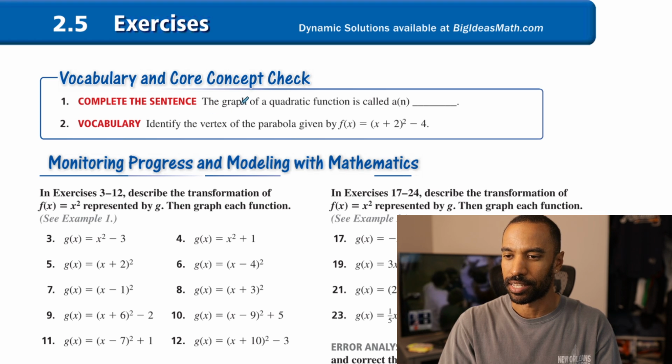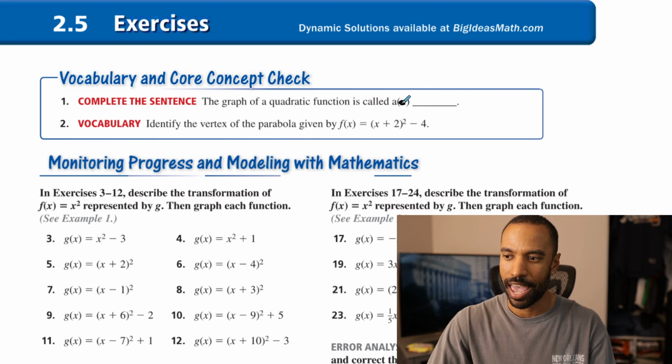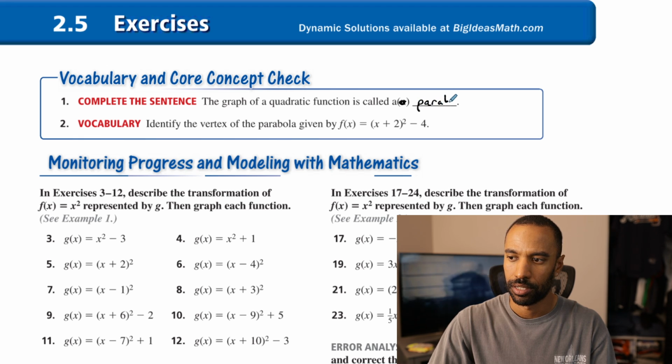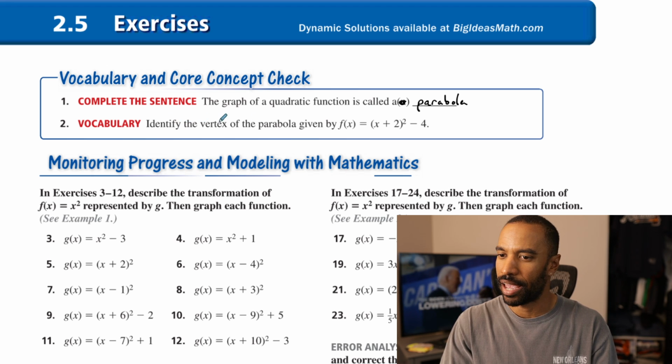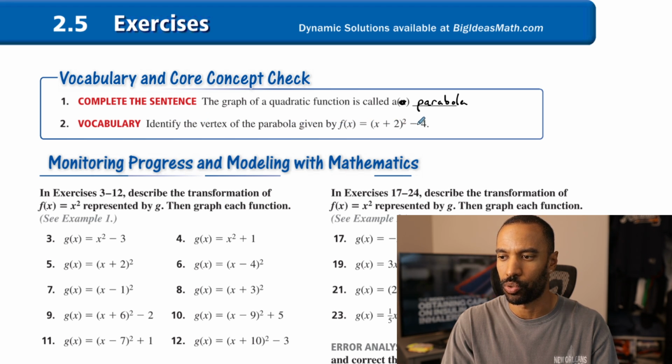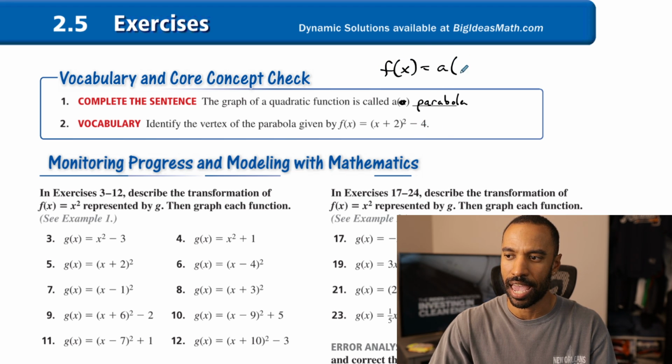Okay, complete the sentence. Number 1, the graph of a quadratic function is called a, or not an, it's called a parabola. Parabola, it's a U-shape. Number 2, vocabulary. Identify the vertex of the parabola given by f of x equals (x plus 2) quantity squared minus 4. Remember, the actual vertex form looks like a times (x minus h) quantity squared plus k.